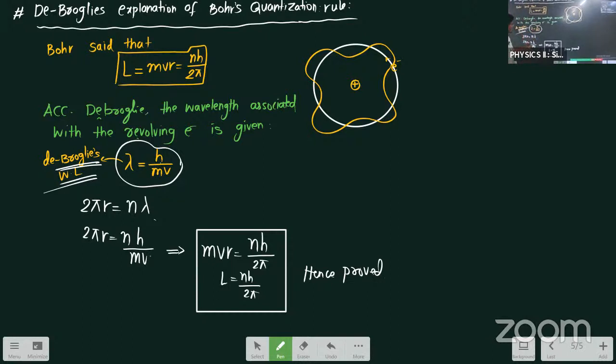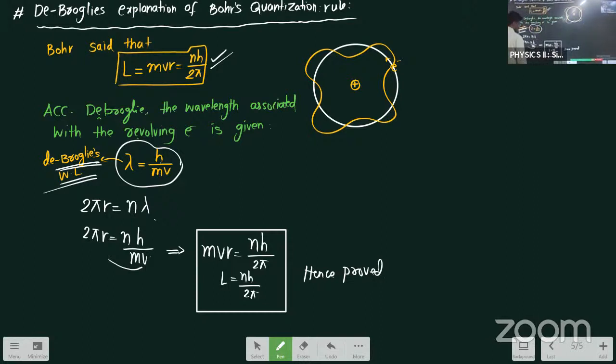If I substitute this value, take this mv to the left side and bring 2π to the right side, what will this become? This will become mvr = nh/2π, which is Bohr's quantization rule. So in this manner, de Broglie was able to explain Bohr's quantization rule. I hope you understood this answer. This question was asked in the annual examination just two months before.